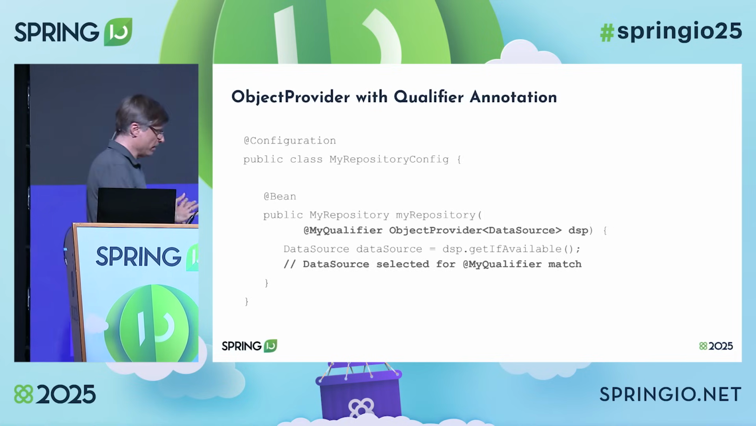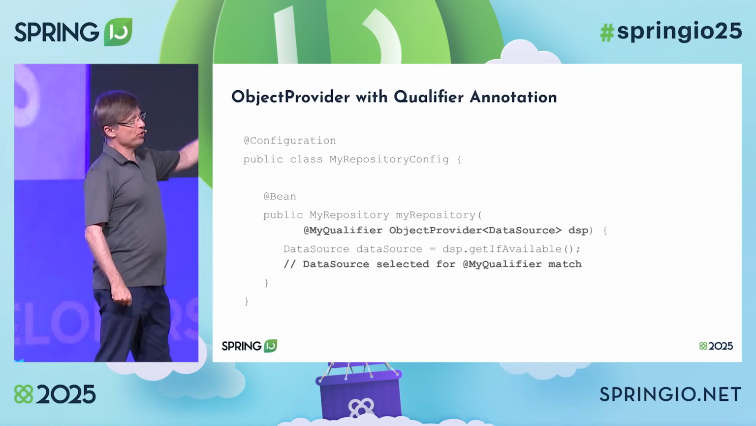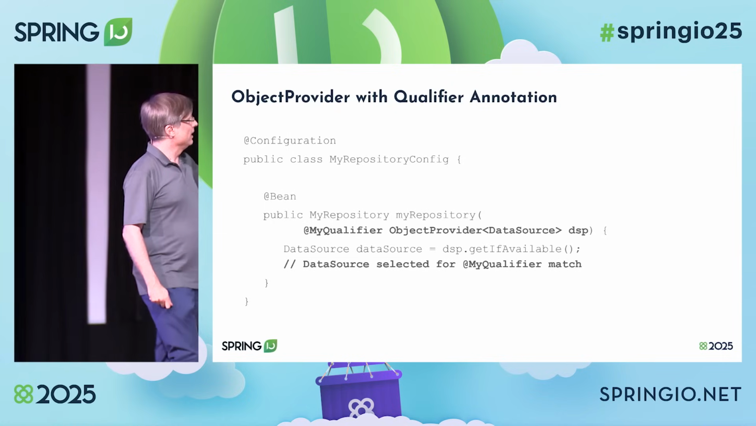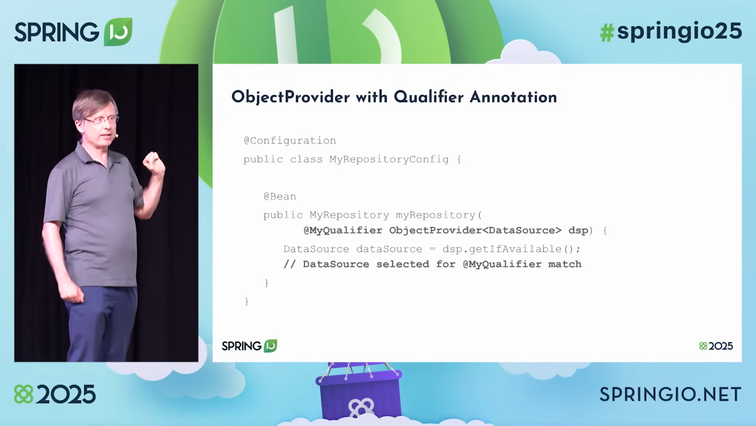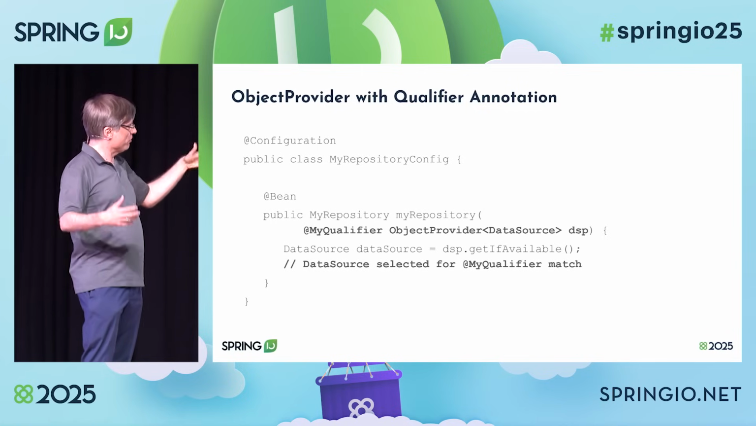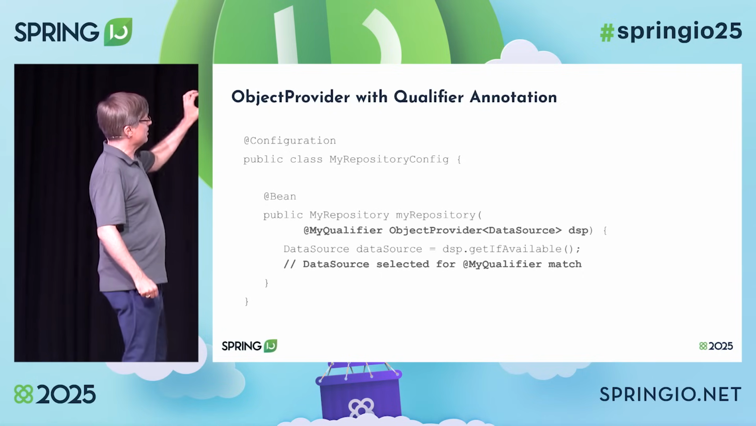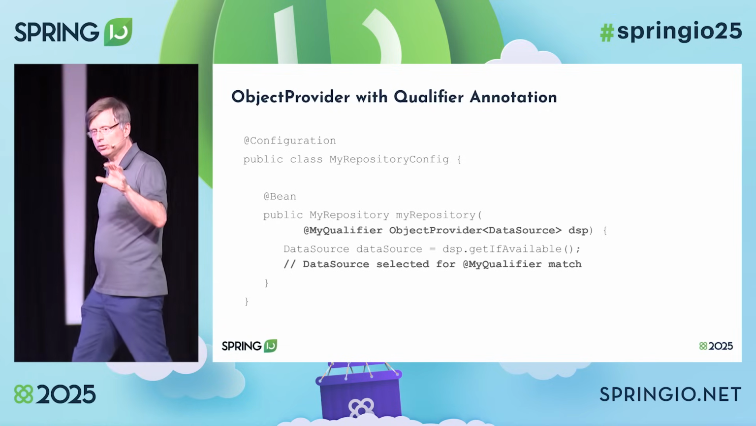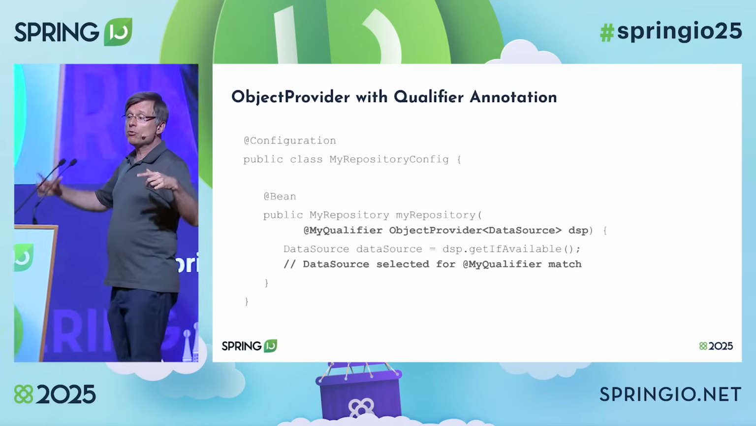But going back to the core design problem here, we can express this with object provider again. And how does this work? It's actually quite natural. The qualifier annotation sits within the parameter declaration. So the factory method has a parameter of type object provider of data source. You're actually asking for a data source, but you want an object provider handle. And that parameter is what you annotate. So @MyQualifier just sits there annotating this DSP parameter here. And that's how resolution works.